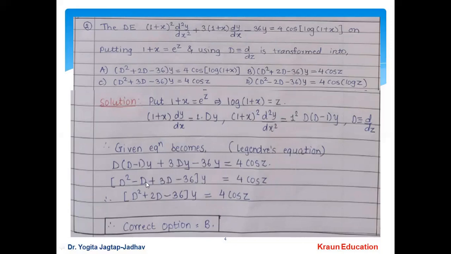Here we have 3D minus D equals 2D. Therefore the given equation reduces to the form of D square plus 2D minus 36 operating on y equal to 4 times cos z. Therefore B option is the correct option.